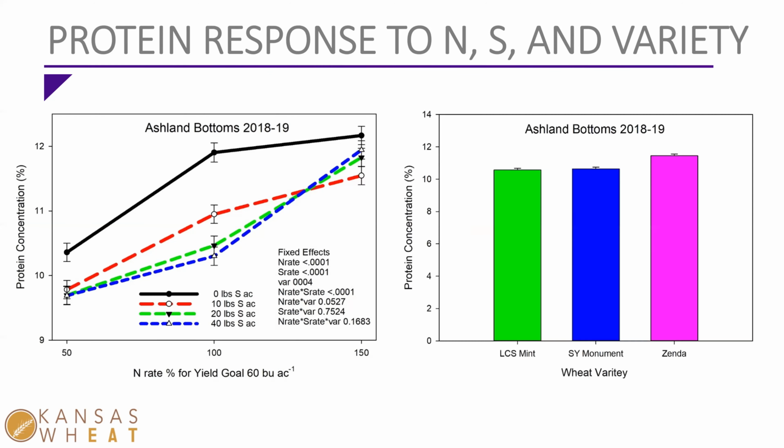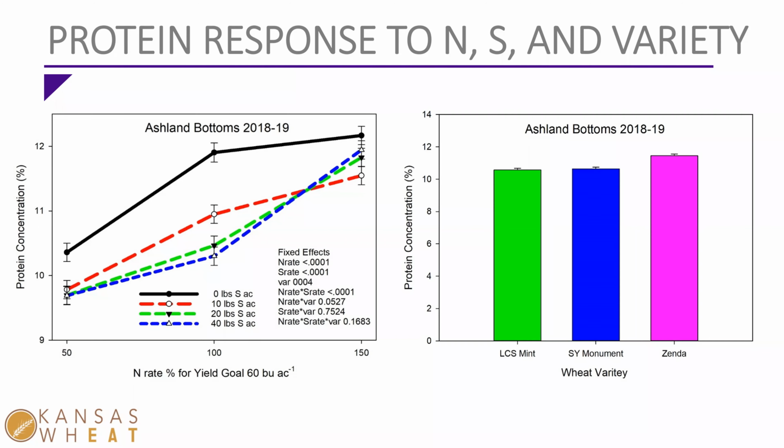And here we have an effect of variety as well. You see here on these bars, we had LCS Meat and SY Monument with about a similar protein level. And in this trial, Zenda turned out to have a slightly higher protein than the other two varieties. So that's one example of what we're doing in the nitrogen, sulfur, and variety interaction. One example for a very low organic matter, sandier soil, where we expect to see a very big response to sulfur.